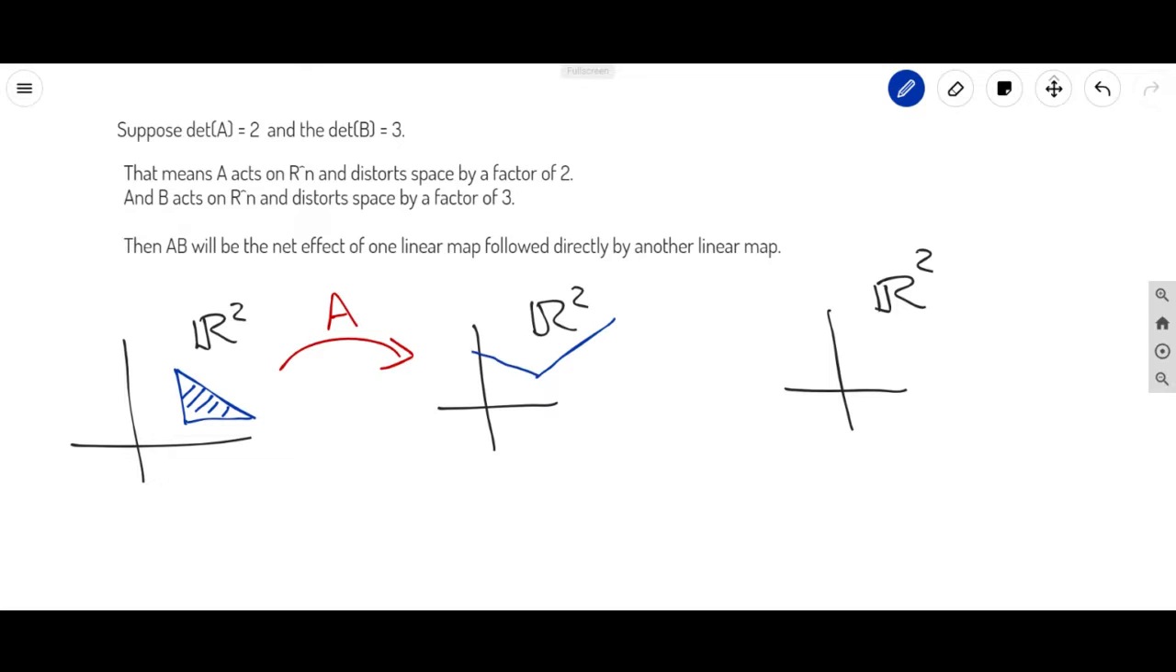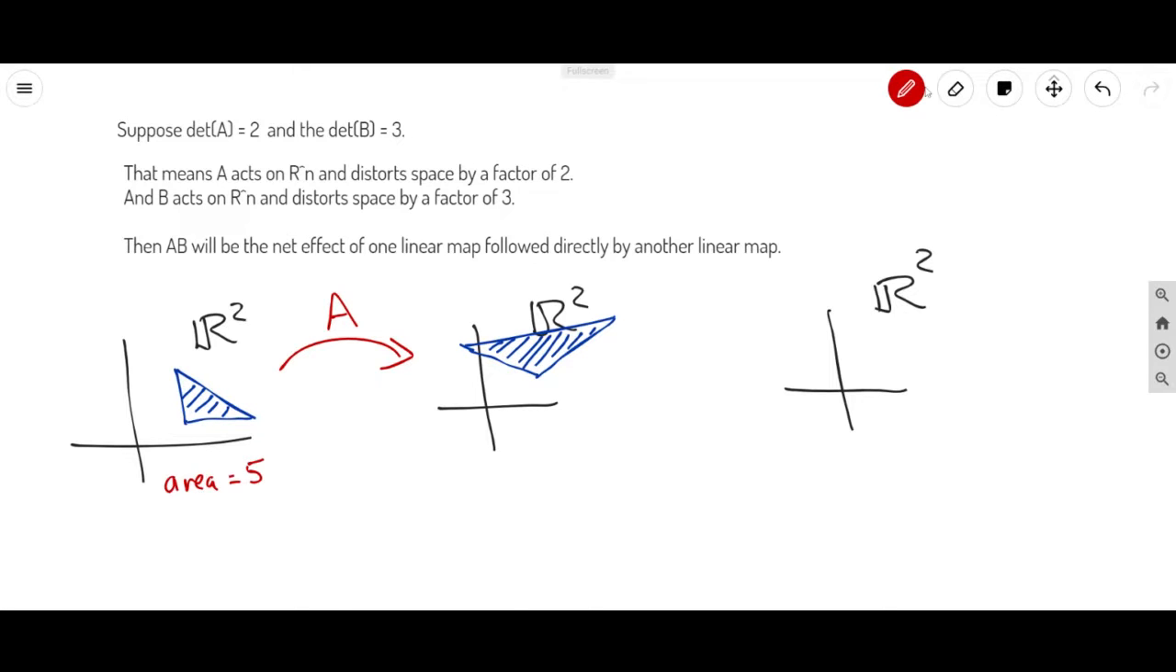It's not going to be a right triangle anymore. Okay, it's not going to be a right triangle. It maybe will look something like this. Maybe the angle changes, something like that. So if you have an area, let's say the area over here was 5, let's say.